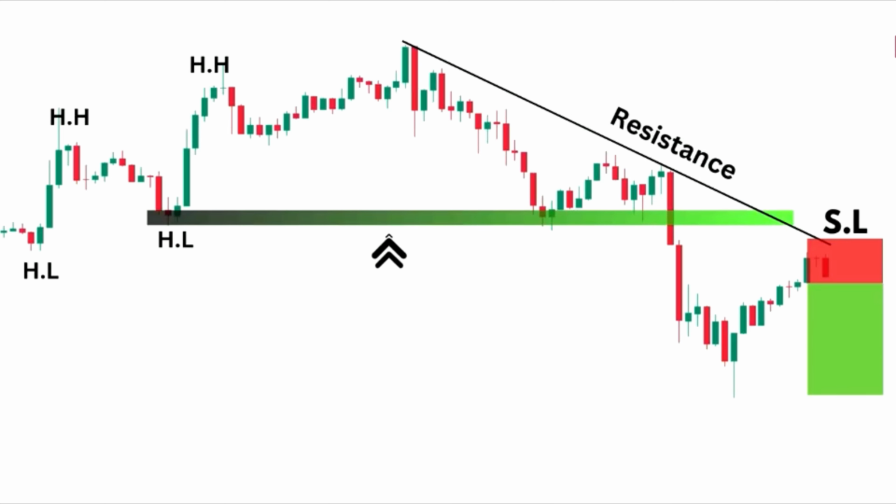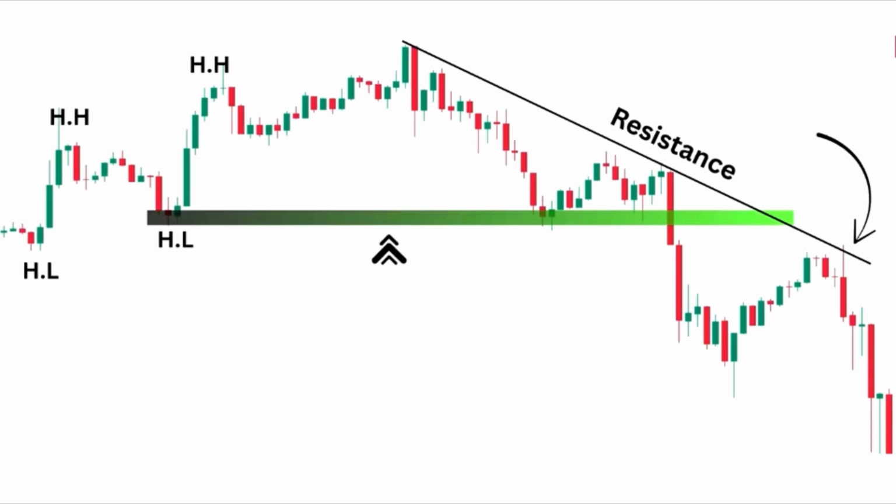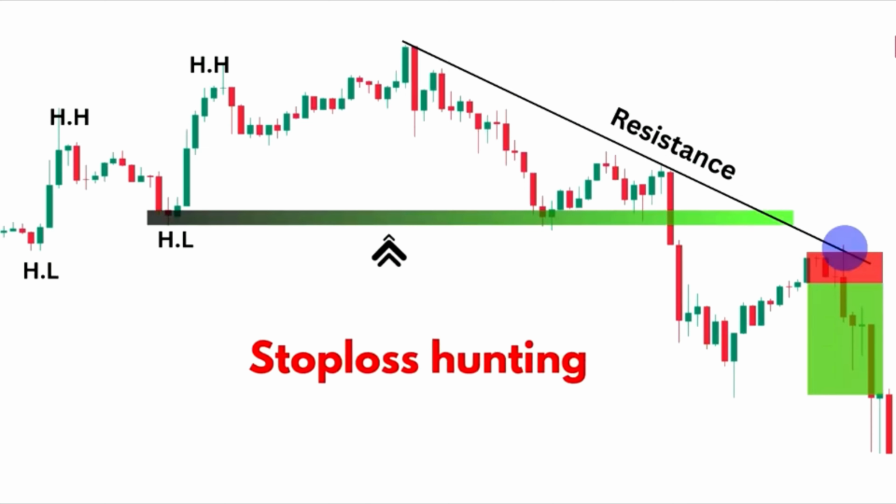We enter sell here, place the stop loss slightly above the candle's high, and aim for profit at the nearest support. The market falls and we hit target, getting a big 1-to-3 reward. But look at this. If our stop loss had been too tight, this spike could have hit it, and we'd have missed the whole move. In intraday, stop hunting is very common. It happens in swing trades too, but far more in scalping or intraday. So always give your stop loss a bit of breathing room.